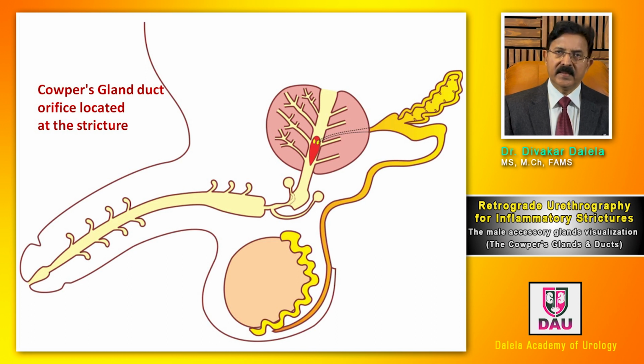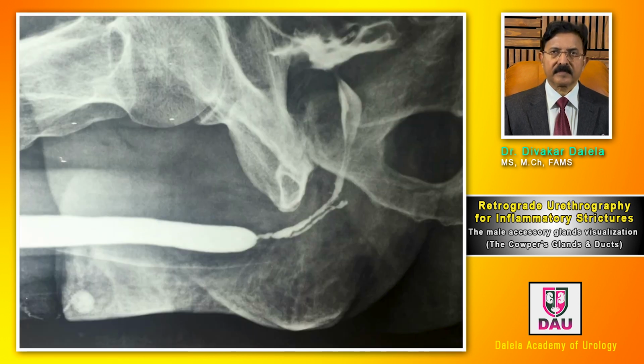and this is the third variation, where you will see that the orifice of the Cowper's gland duct is opening at the site of the stricture. You saw a situation where the ductal orifice is proximal to the stricture. Then you saw a variation where the ductal orifice is distal to the stricture. And this is the third variation where you see the orifice located at the site of the stricture. And then it gets dilated like this.